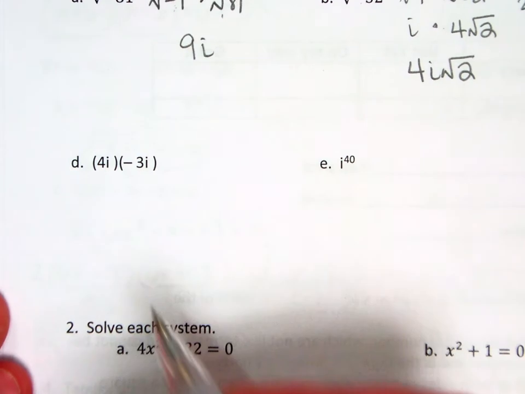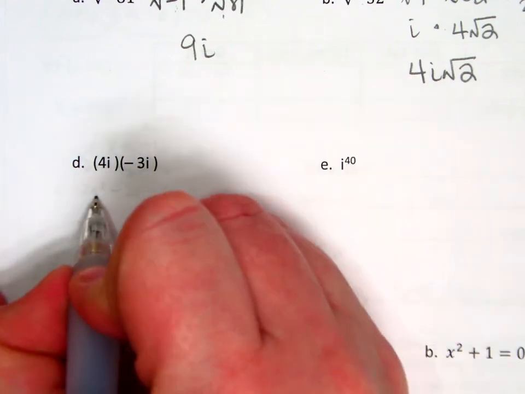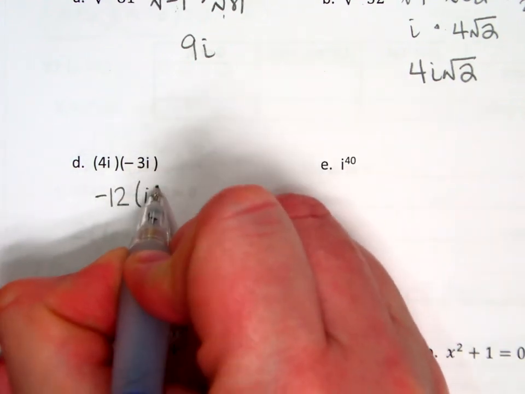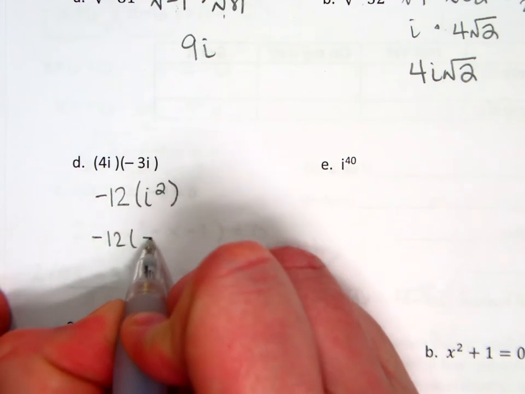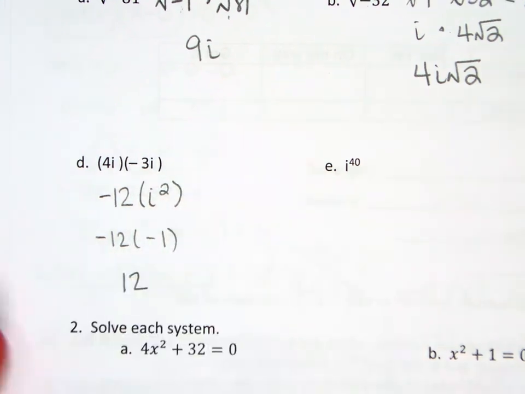Simplify this next one. 4 times negative 3 is negative 12 times i squared, because i times i is i squared. I squared is negative 1. Negative 12 times negative 1 gives me 12.